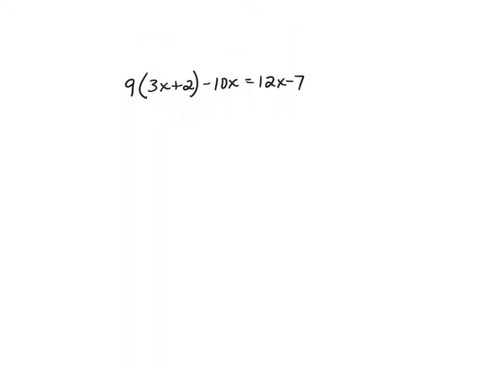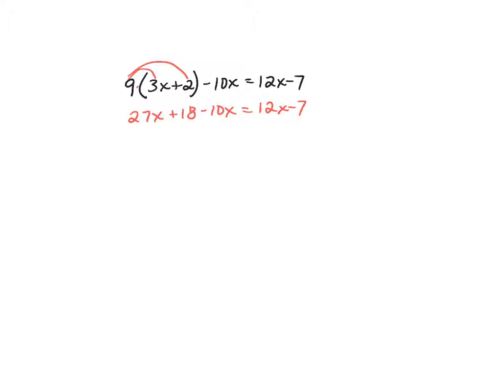Here's a problem in which you need to use the distributive property. Distributive property, remember, I need to multiply anything that's inside the set of parentheses by the number that's on the outside. So I'm going to go through and I'm going to multiply 9 times 3x. I'm going to get 27x plus 9 times 2 gives me 18. Subtract 10x. And it's equal to 12x minus 7 on the right-hand side.